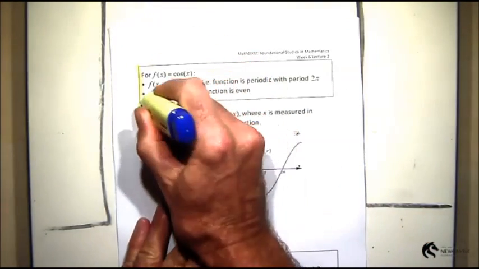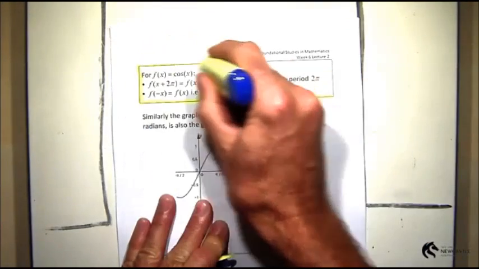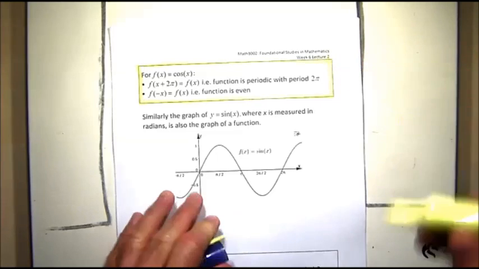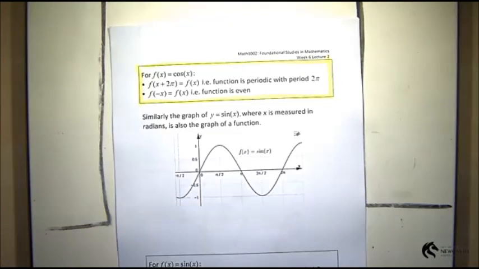So let me highlight this because this is an important property. As I say, that's why we use the trig functions, because it's periodic. We use them to model periodic phenomena.